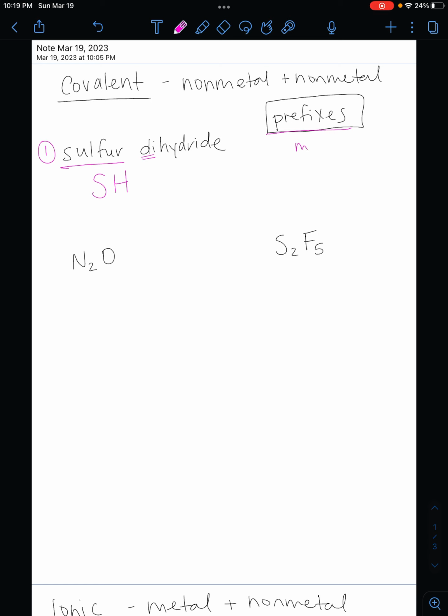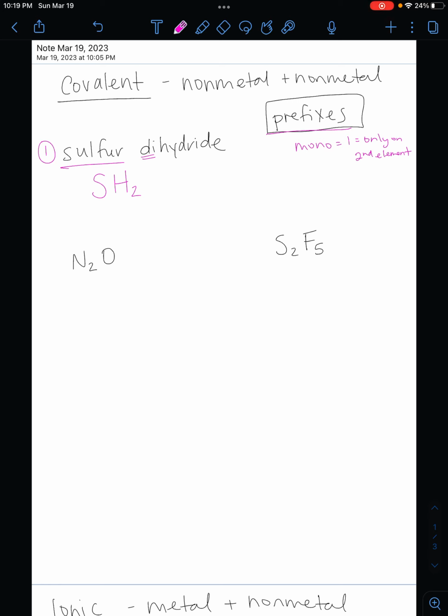So remember, if there's no prefix on the first element, that means there's just one. So when we have mono, the prefix for one, we only use it on the second element. Okay, we never use it on the first one. So if I don't see a prefix, I know that means I just have one, so I'm just gonna leave it as an S. And then to show that I have two hydrogens, I'm gonna put a 2 right after the hydrogen. So this is sulfur dihydride.